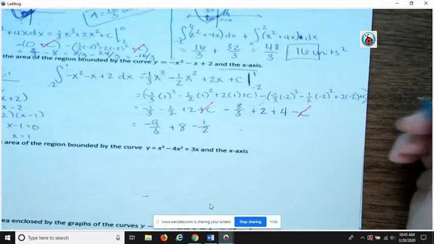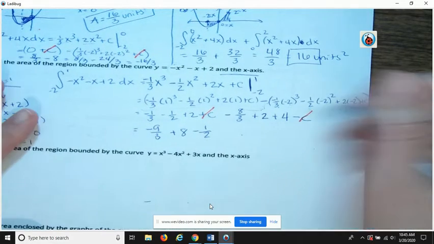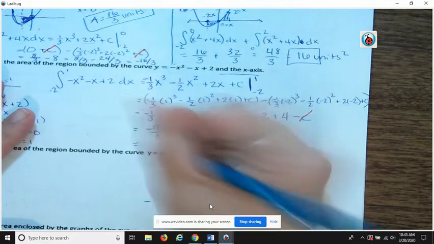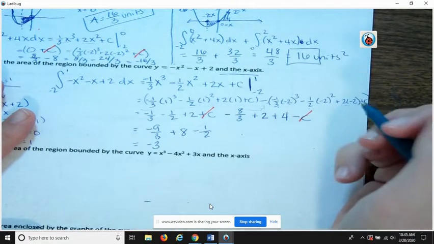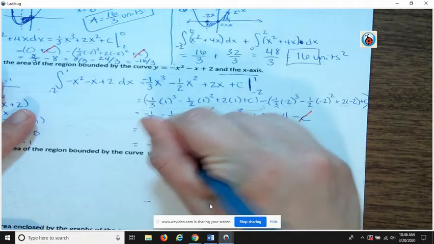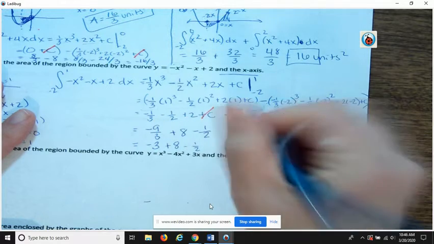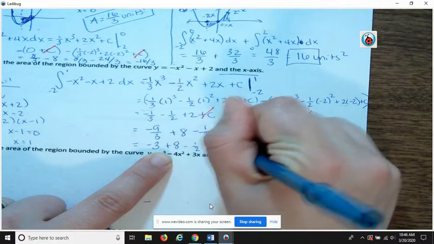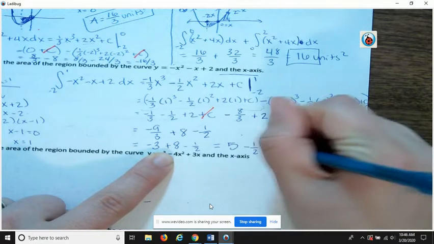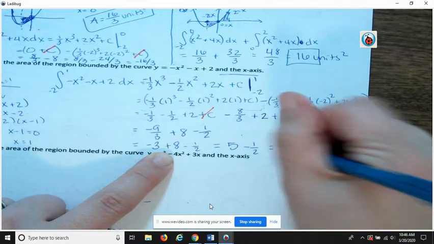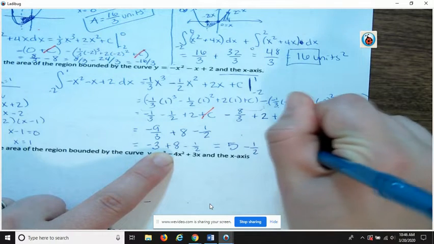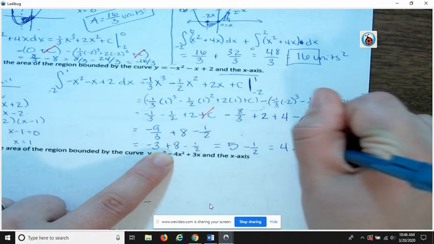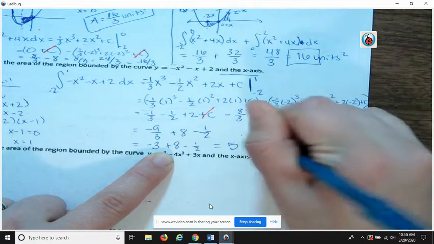And then let's figure out what this is. So I have negative 9/3. Negative 9/3 should give me negative 3. That's super nice. Plus 8 minus 1/2. And negative 3 plus 8 should give me 5 minus 1/2, which should give me 4.5. And we can just leave it as that. That's fine. And it asks for area. It doesn't give us units, so we're just going to say units squared. And that would be our final answer.